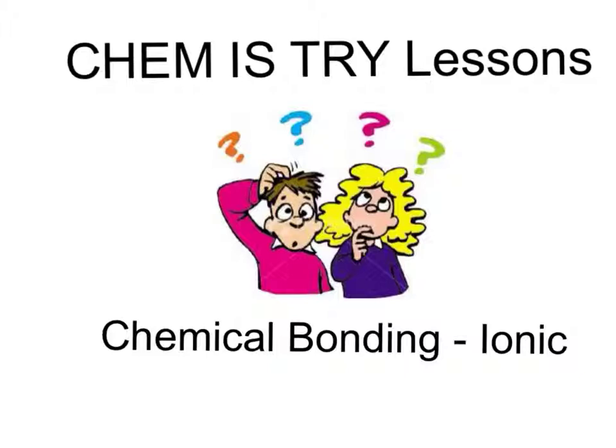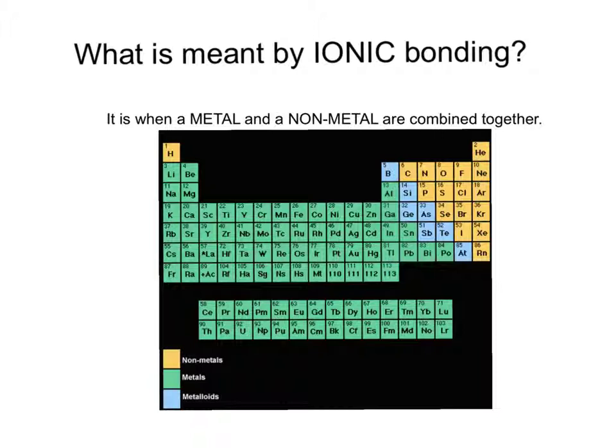Chemistry lessons. Chemical bonding. Ionic. An ionic bond is a bond between a metal and a nonmetal.